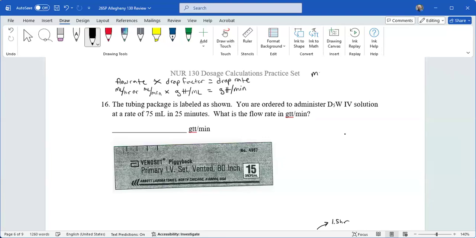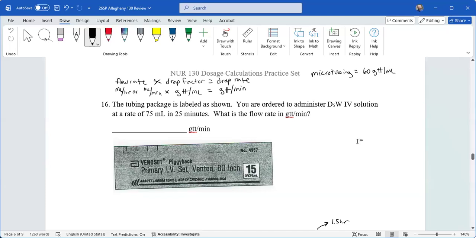If you're on ATI and it mentions microtubing and it wants you to calculate drops per minute, just know that the microtubing drop factor is 60. You won't necessarily need to worry about that for your test next week, but just in case that comes up, if you haven't already seen that on ATI. So you're always going to be given the drop factor. You might have to figure out what the flow rate is, and then you'll figure out what the drop rate is. The other thing I'll mention is drop rates, flow rates can be rounded to the nearest tenth.